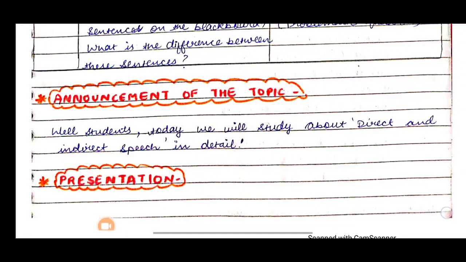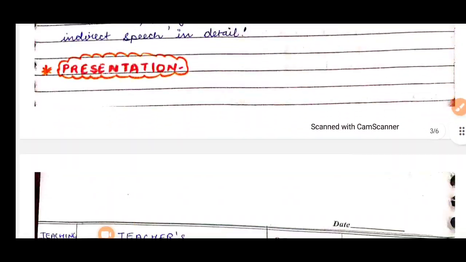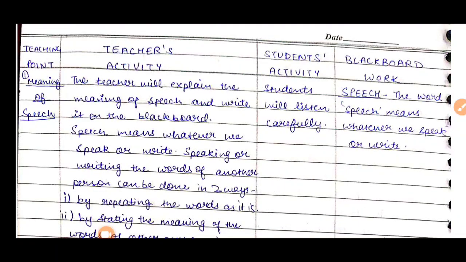Presentation is the main part. So here we make four columns. You can also make a fifth one. The four are the teaching point, teacher's activity, student's activity and blackboard work. You can also make a fifth one, which is teaching method, that is, which teaching method you are using to teach this chapter.